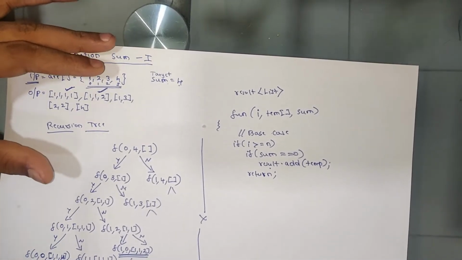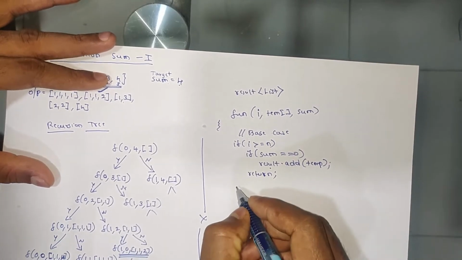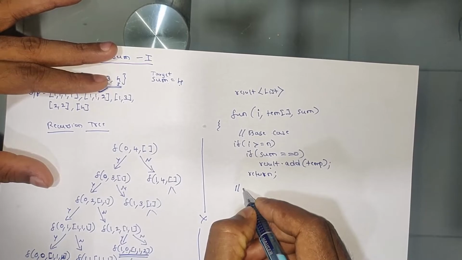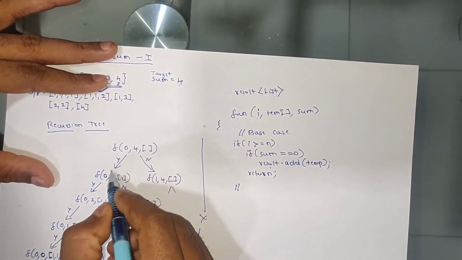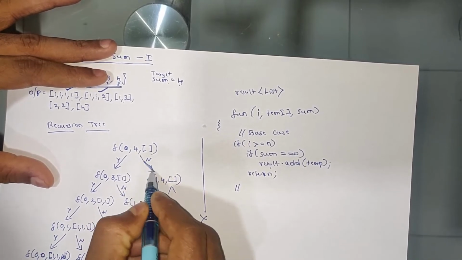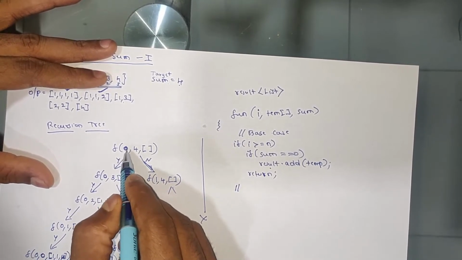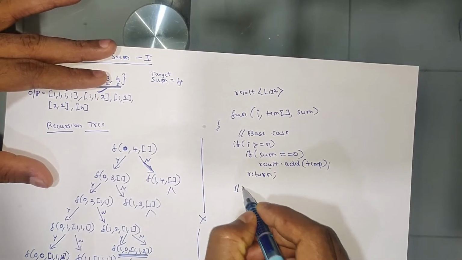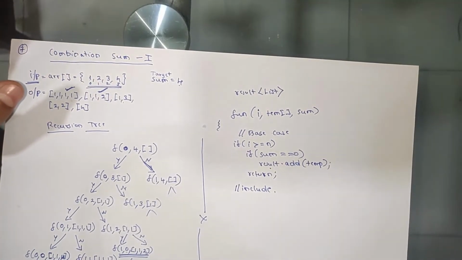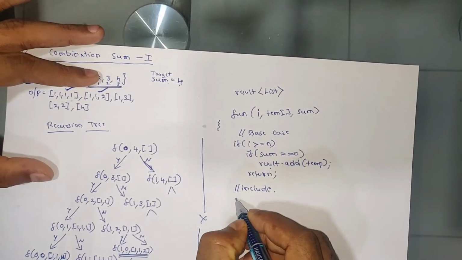Understood? I hope this makes sense, right? Now coming to the main logic here, we have two cases. Either we include the element at the given index, or else we exclude the element at the given index, right? So what will happen in case of include?